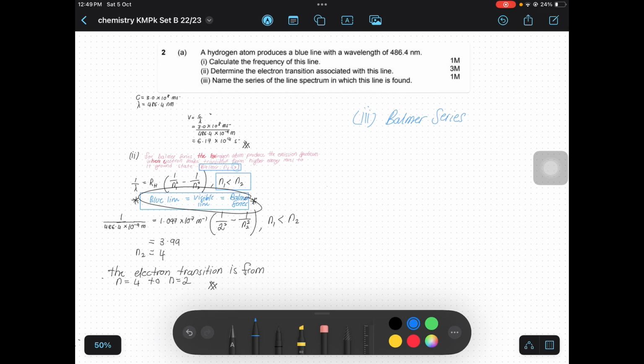A hydrogen atom produces a blue line with a wavelength of 486.4 nanometers. Calculate the frequency of this line. To calculate the frequency, we just need to substitute the value given into the formula, and we are going to calculate this using a calculator. It's just an easy question.